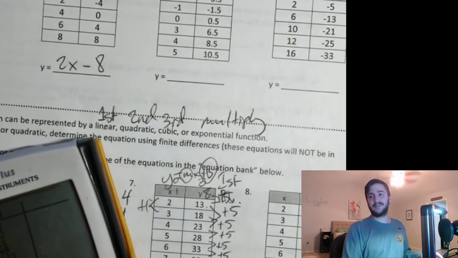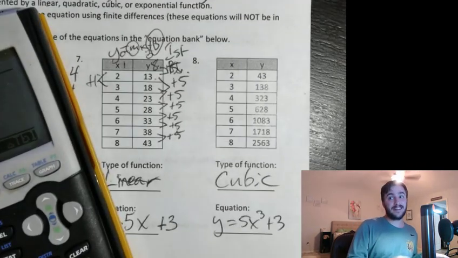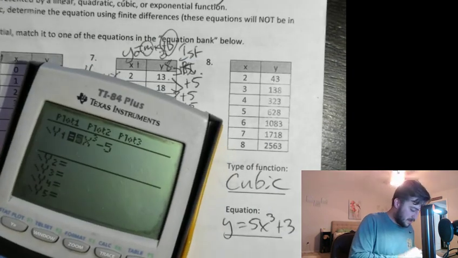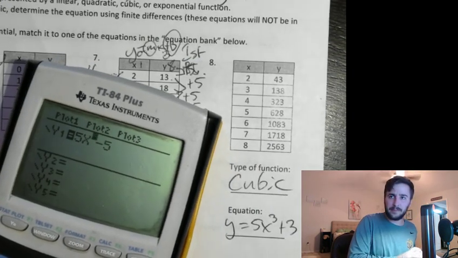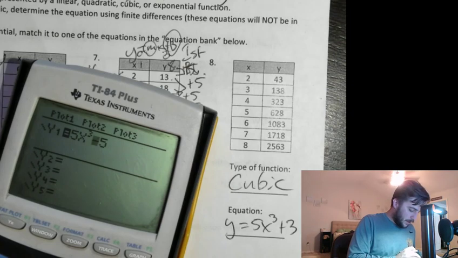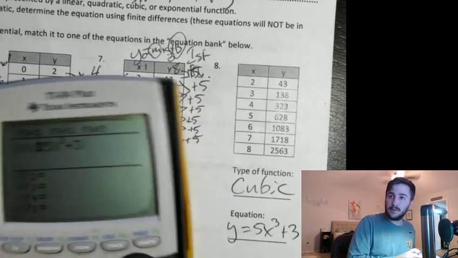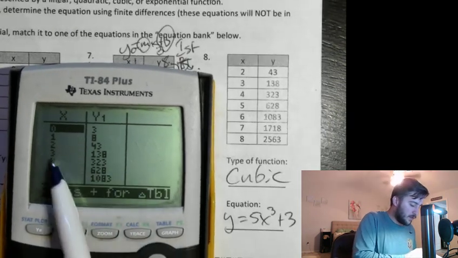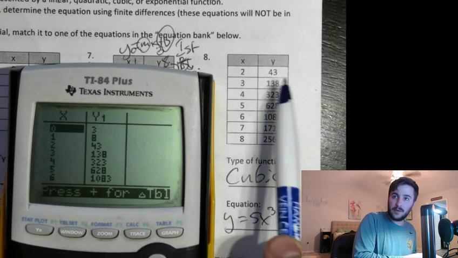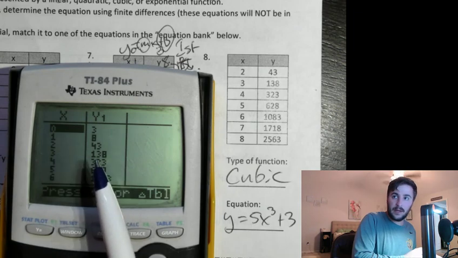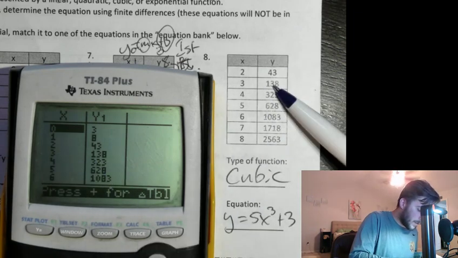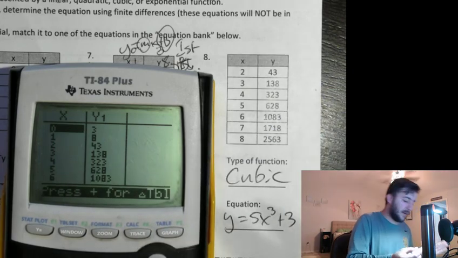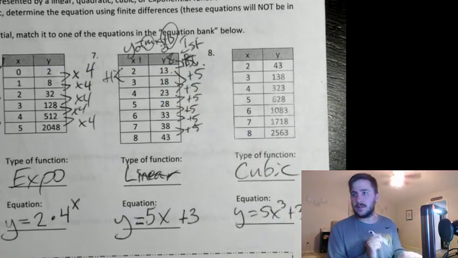But hey, you guys know me. I'm not just going to assume that's the answer. I'm going to check. What if there's a typo? Plus 3. So 5x cubed plus 3. Second graph. Okay. 2, 43. 3, 138. 4, 323. 5, 628. All right. Yeah, I'm convinced. This is the one.